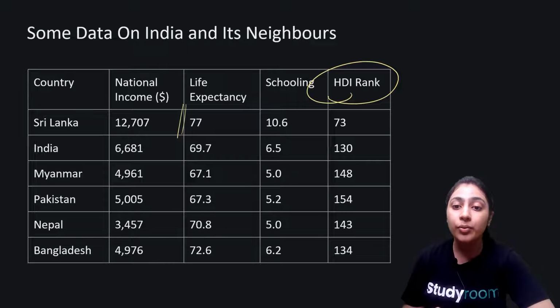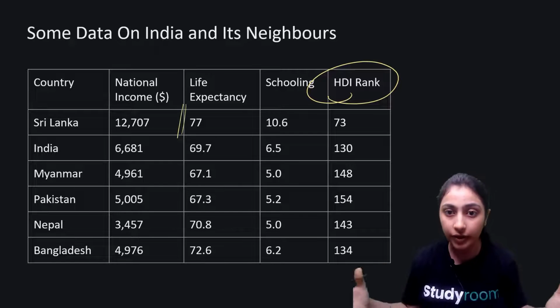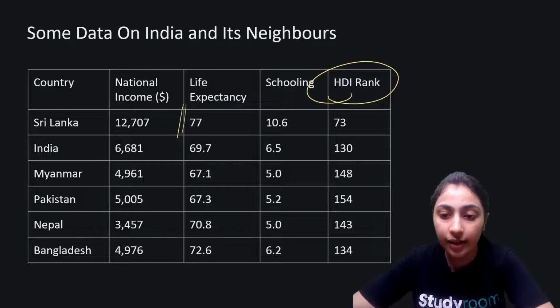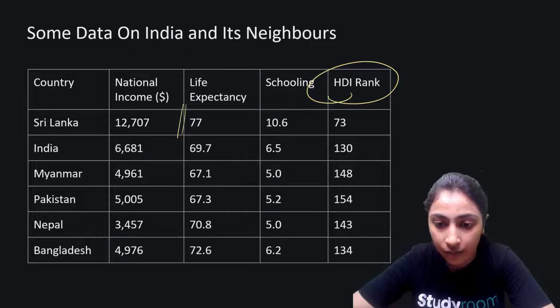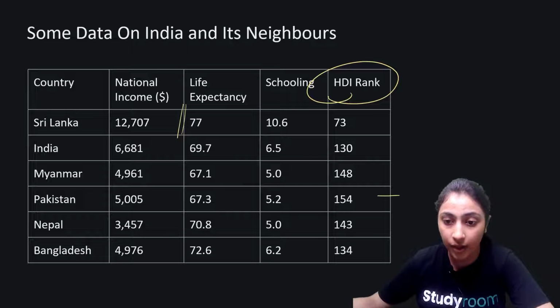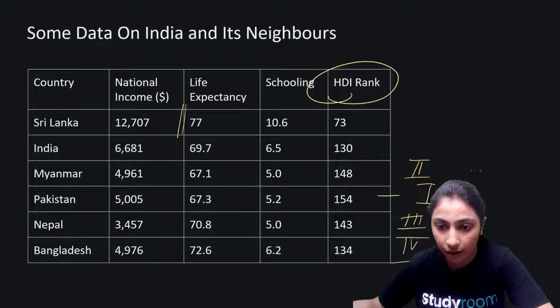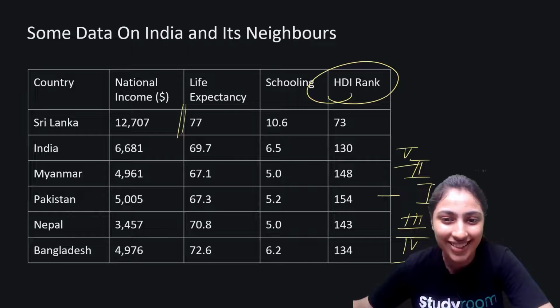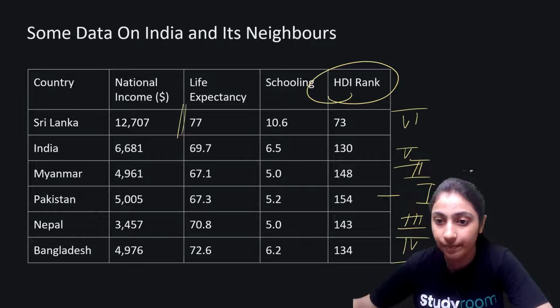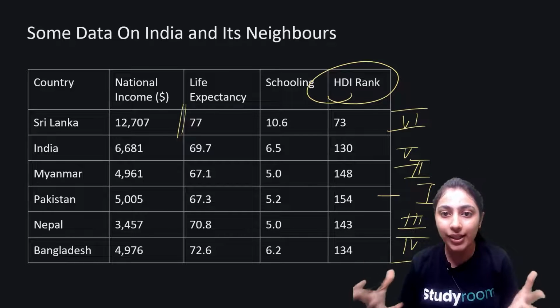HDI rank, that is Human Development Index, where people are provided with all the other necessary benefits. So again, let's see which is where. First will be Pakistan. Okay, Pakistan is over here first. Second will be Myanmar. Then third will be Nepal. Fourth will be your Bangladesh. Fifth will be India. That's pretty bad since we are Indians. And Sri Lanka is sixth. How quickly the game is changing.